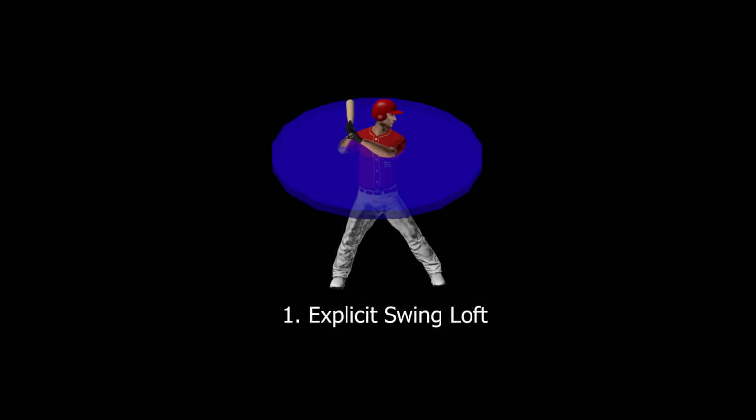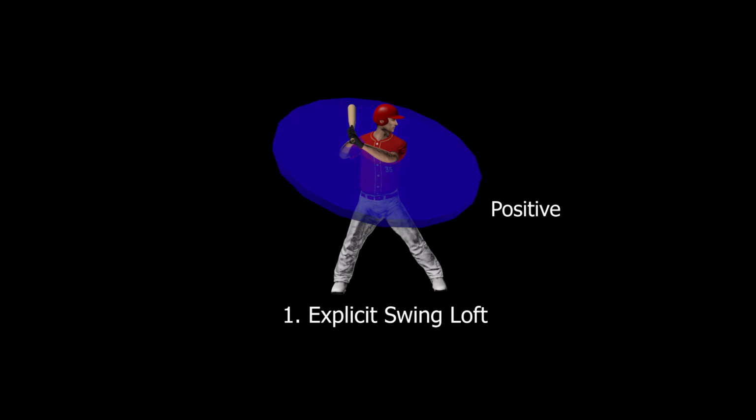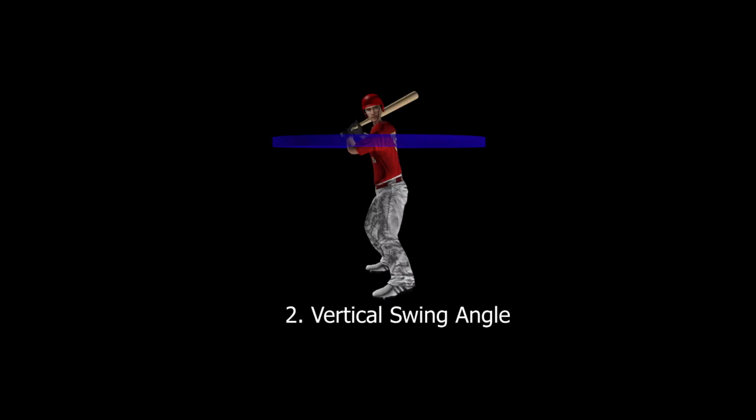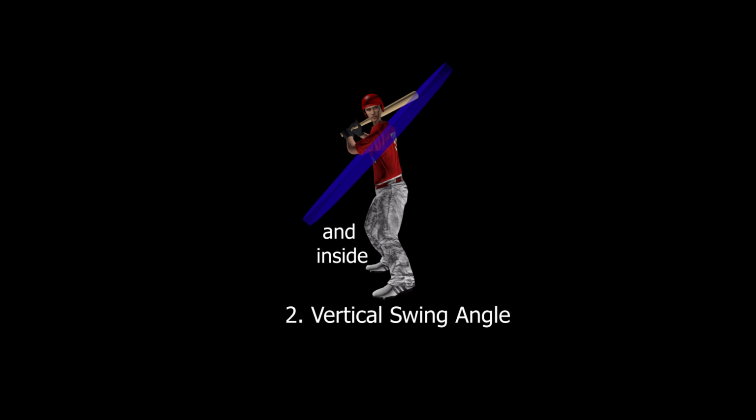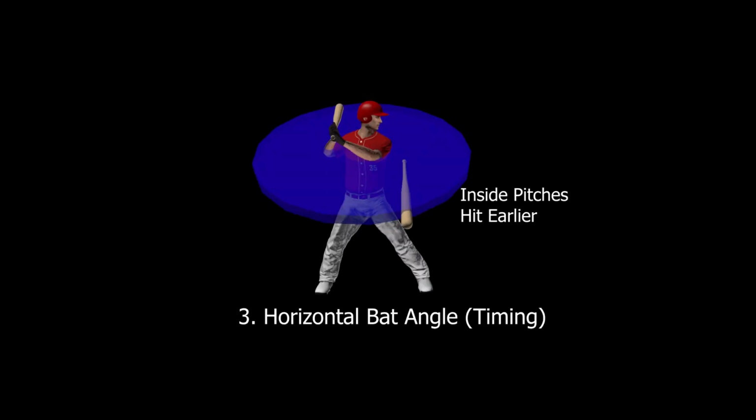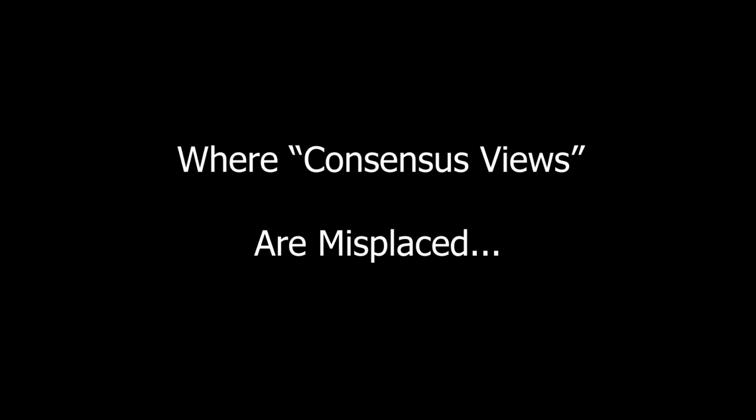So there's explicit swing loft, which is the tilt in the swing from the catcher to the pitcher, which could be positive or negative. Vertical swing angle, which increases as pitches move lower and to the inside. And horizontal bat angle, which is essentially the timing element. So with these basic definitions under our belt, let's take a look at where consensus views are misplaced.